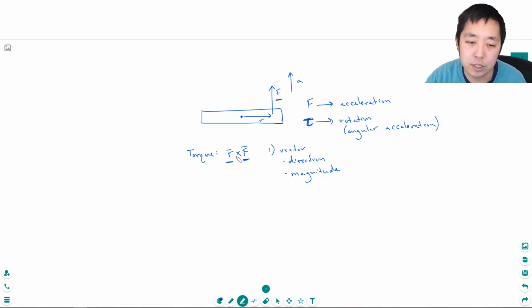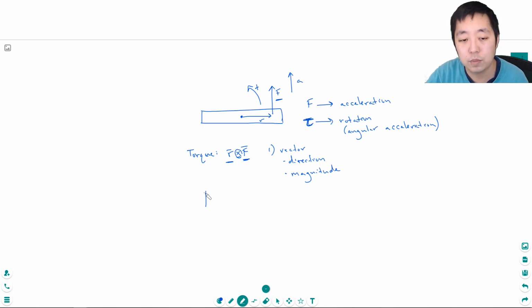Now, the second question is, okay, what does this cross product have to do with it? Well, the thing about force is, in order to cause a rotation, like if I apply this force, this is going to cause this thing to rotate that way, right? That's the way it's going to spin. The thing about the force is it will only cause a rotation if it's acting at a distance that's perpendicular to the point of rotation.